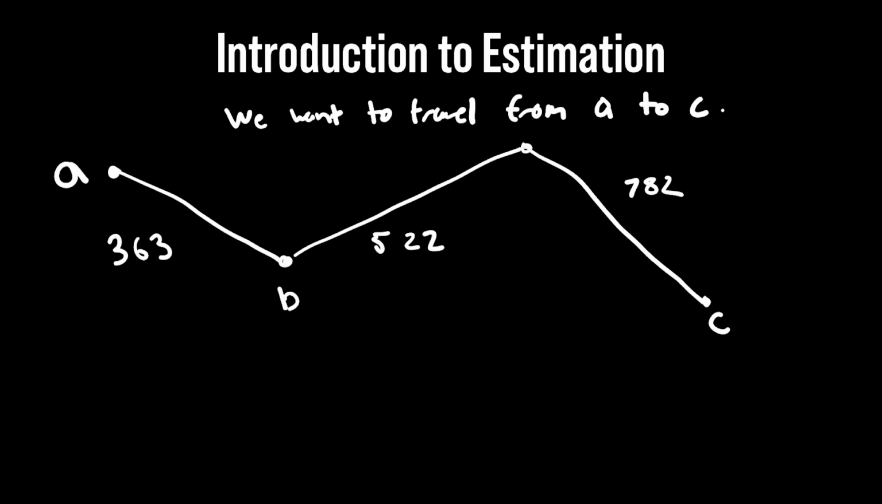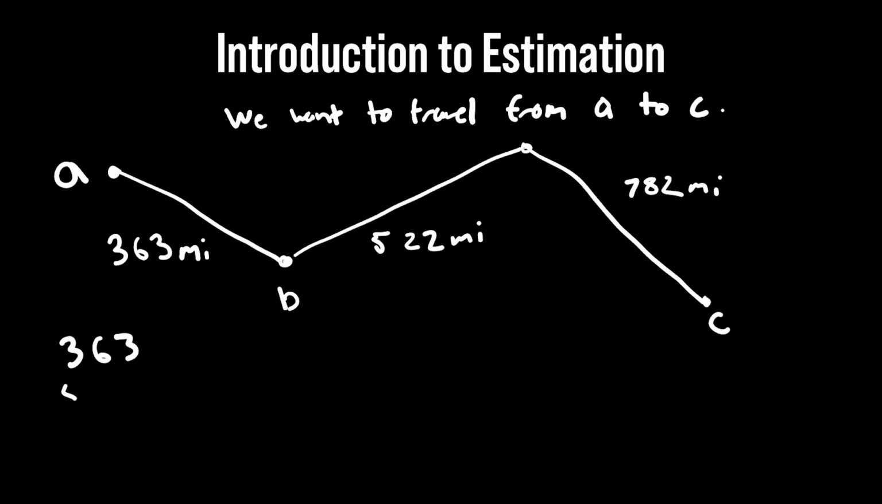Let's try this problem. We have location A, location B, and location C. The problem wants us to start at location A and arrive at location C. Let's try to estimate how many miles it would take to get to location C. We want to travel from A to C, so how many miles would this be? So let's write down some of the values.